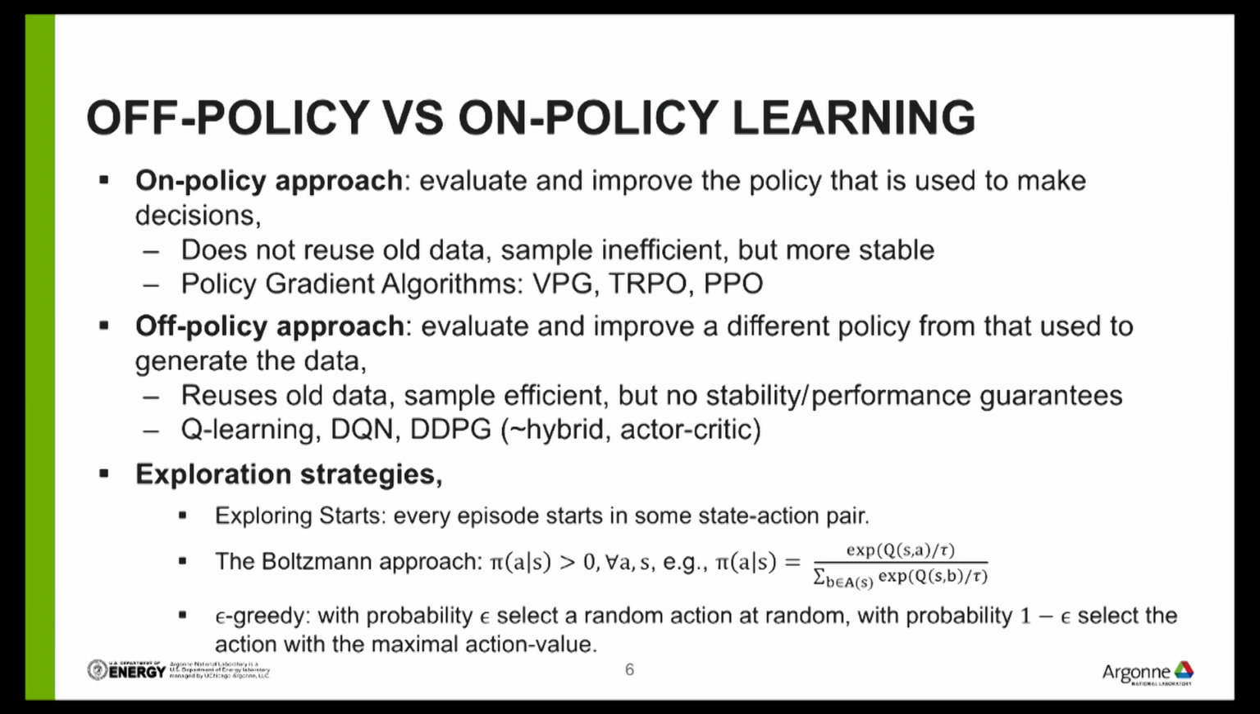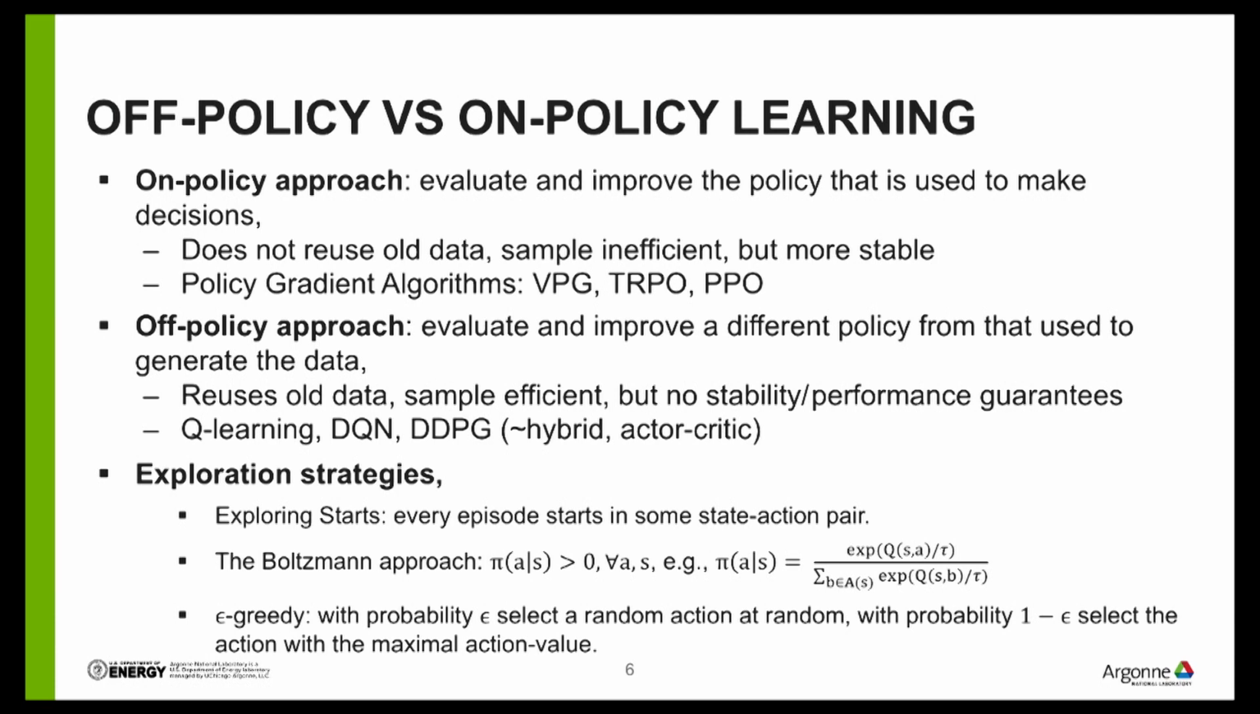In order to trade off between exploitation and exploration, there are two different approaches, broadly speaking. The first one is called the on-policy approach, and here we are evaluating and improving the policy that we are using to generate the actions. Given that we are using the most updated policy, this means that we are throwing away past samples or past interactions with the environment. This approach is not sample efficient, but it is more stable because we are directly optimizing what we care for, for example the average rate of returns. Some famous algorithms that fall under this approach are VPG, the vanilla policy gradient, TRPO, trust region policy optimization, and proximal policy optimization.